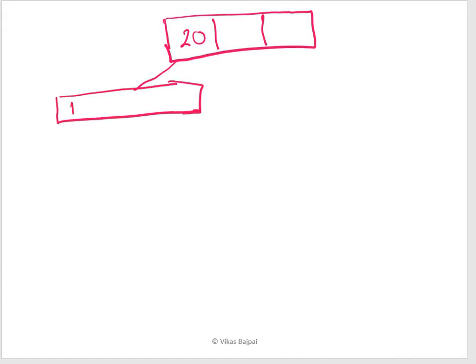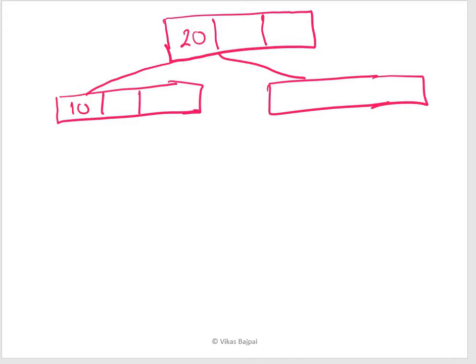That means 10 was here. Once again, let me draw very clearly. This remains as it is. From here I'm getting this, and 30 was here, 40 was here, 50 was here, and this was the previous situation. So from this, what I am going to do is I've identified this, I'll bring it up.